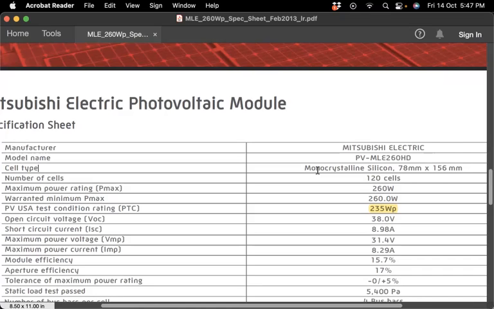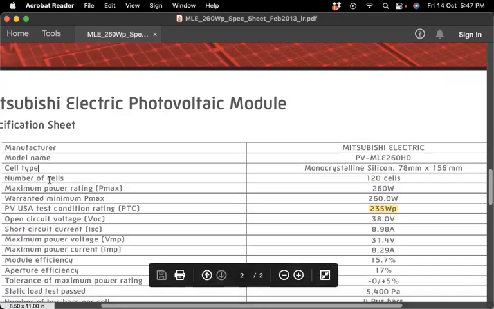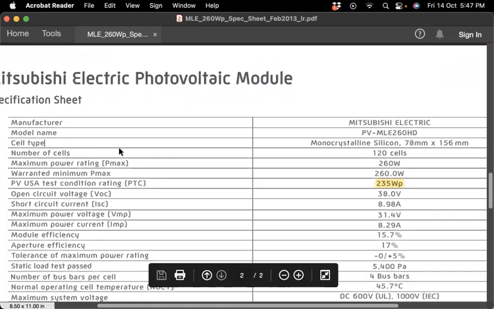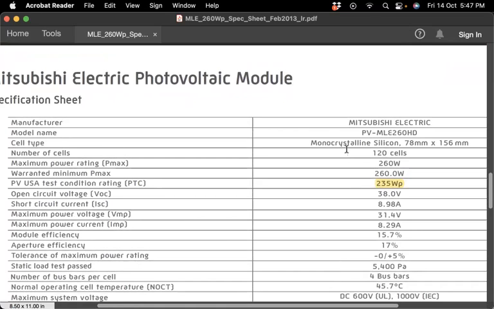Then the fourth row is the number of cells. Here, this module contains 120 cells connected together. Then the maximum power rating, or the Pmax, is 260 watts. Now, what is this 260 watts?